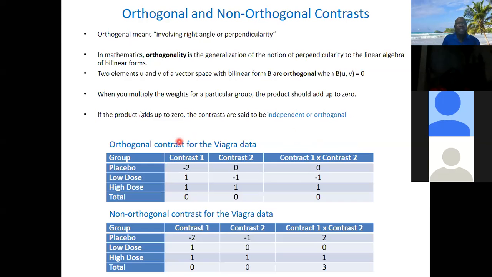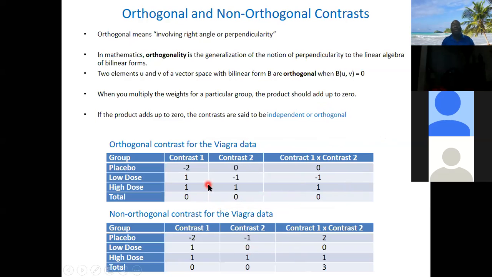So when you multiply the weight of a particular group in the contrasts, the contrast you give to a particular group, the product should add up to 0. For a particular contrast, when you add the weights together, it will give you 0. When you multiply the contrasts for each group and then add everything together, it is 0. That's orthogonal contrast. For example, I illustrated both orthogonal and non-orthogonal on this table.